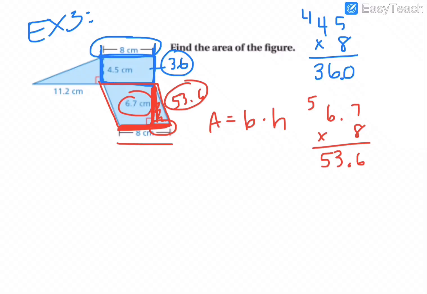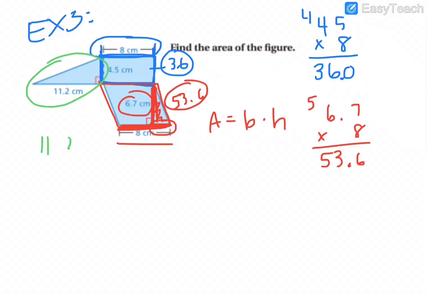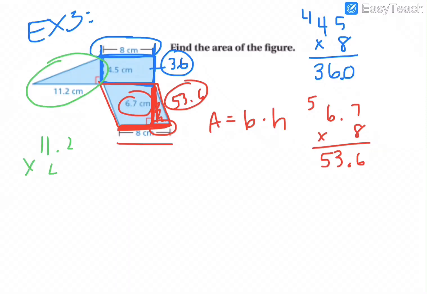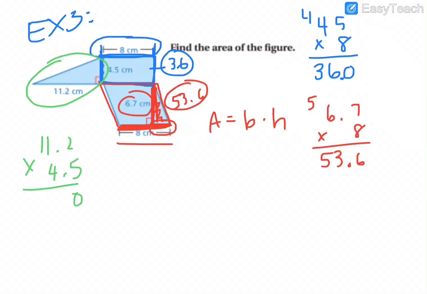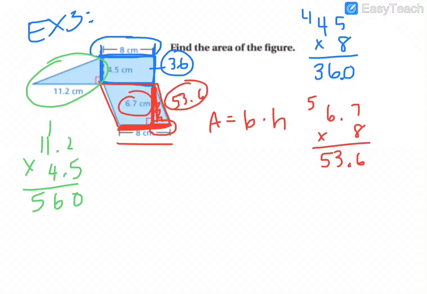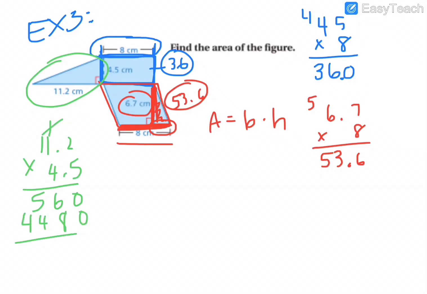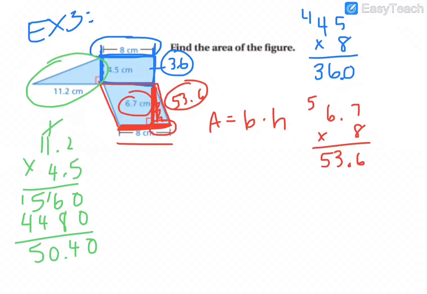And then the last piece of this is the triangle over here. Again, they were really nice on the dimensions. I'll do that in a different color. They gave us the dimensions. There was really nothing that we had to find. So we're going to do 11 2/10 times 4 5/10. And we'll get 50 40 hundredths, or 4/10.